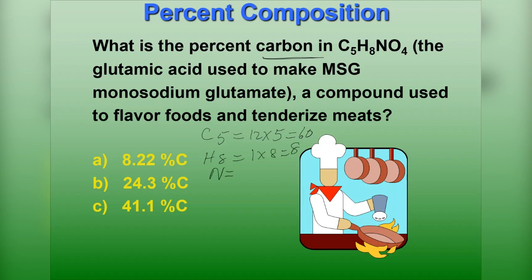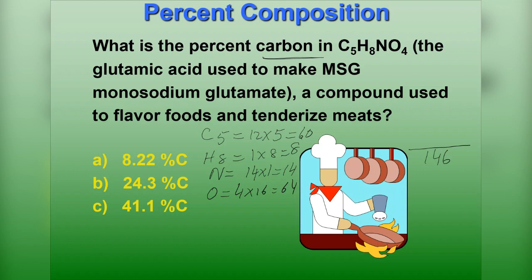And mass of N is 14. No number, so 14 times 1 is 14. Oxygen mass is 16. And how many oxygens? 4. So 16 times 4 is 64. Add all these numbers: 60 plus 8 plus 14 plus 64. You got 146. So the molar mass is 146.